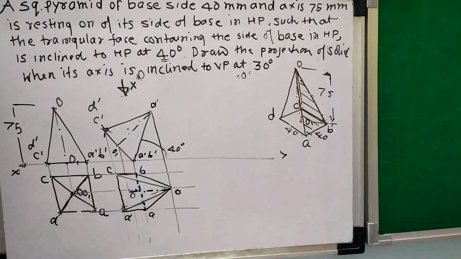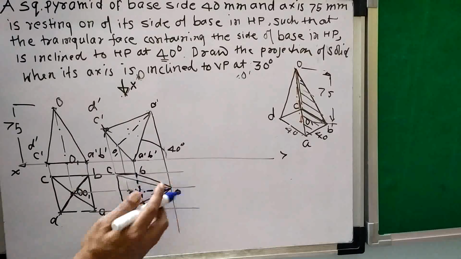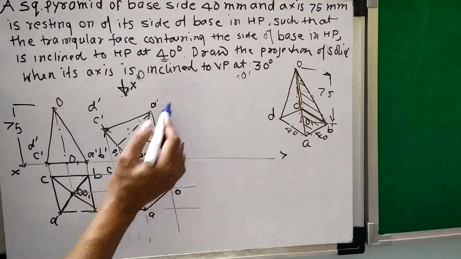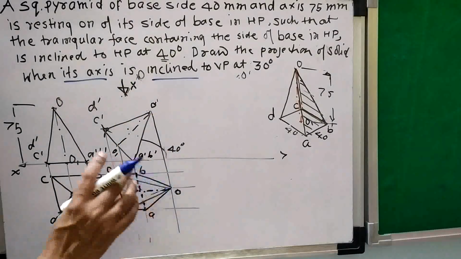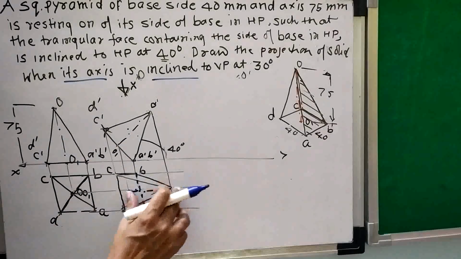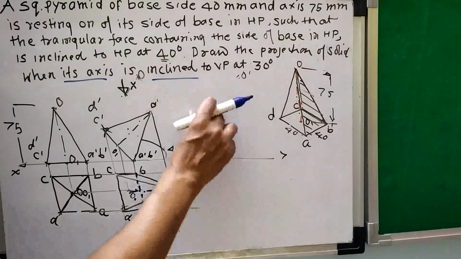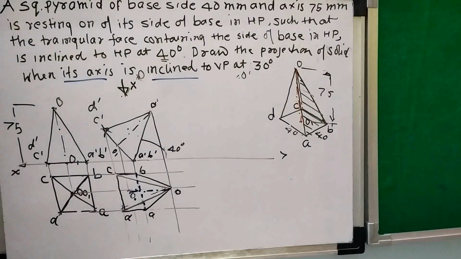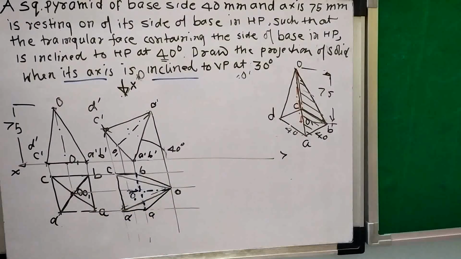at 40 degree. The second condition is given that this axis OO1 is inclined to VP at 30 degree. So either you can turn this solid completely here, turn this axis at the given angle and project here, or otherwise you can use the auxiliary plane method. I will suggest to use the auxiliary plane method, because in it you can avoid the reconstruction, you can directly obtain the final view.